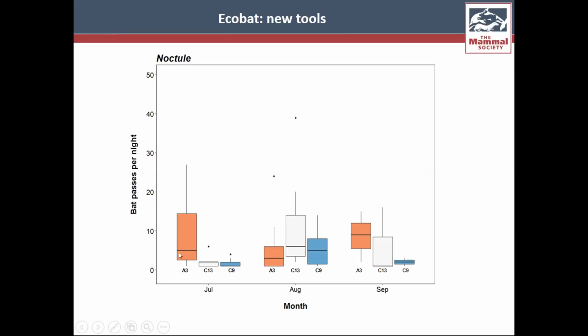The bar shows you where the median value is, and the box is showing you the area over which 75% of your data points fall, and 95% of your data points will be inside these whiskers. Okay, so it's showing you basically the amount of variability. So we can see that the variability is a lot less for A3 in September than it is for A3 in July, when there's a lot more variability in the data.